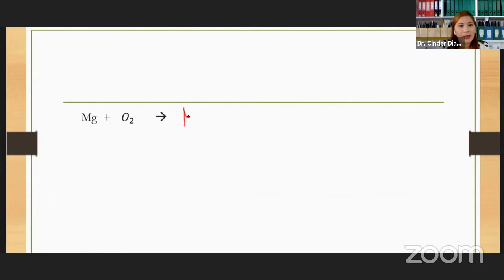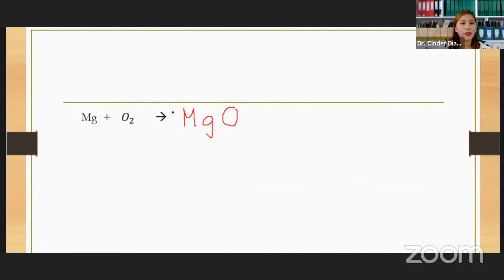So we have here magnesium oxide. Okay. Positive 2 for the magnesium charge, negative 2 for oxide. So your product will be MgO. Now, let's try to balance the equation. In the reactant side, 1 for magnesium. In the product side, 1. For oxygen, you have here 2. And then 1 for the product side.